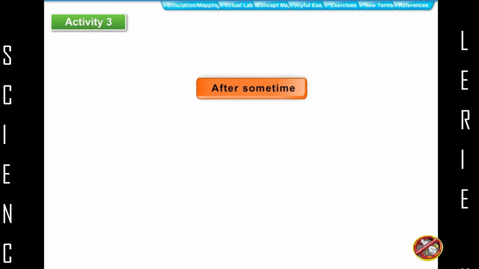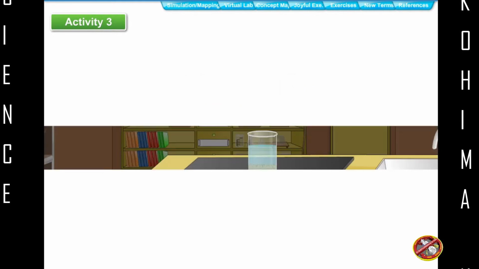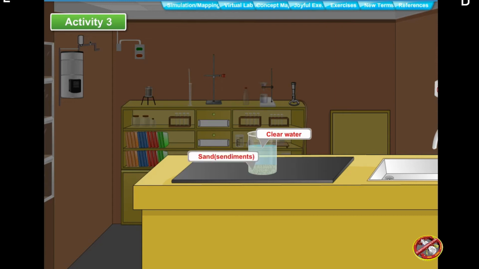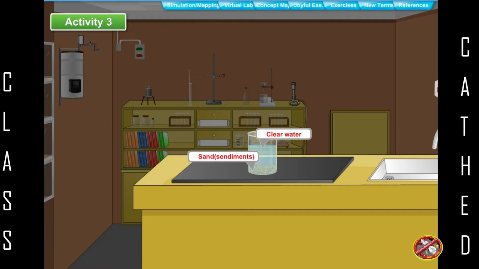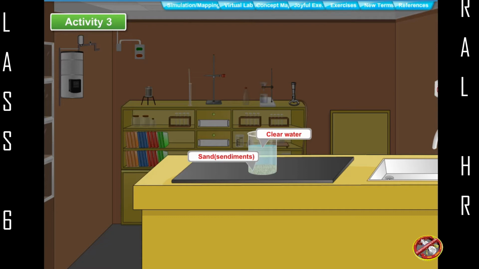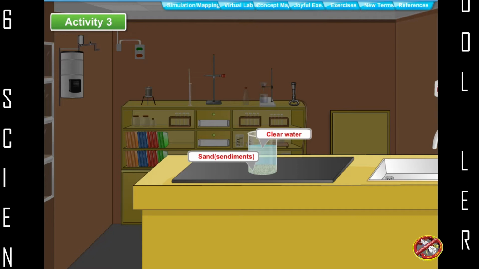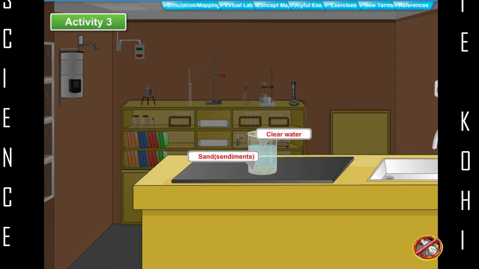On doing so, you observe that the heavier sand particles settle down at the bottom of the beaker. This layer of sand is called sediment. When the sand settles down, or we say sediment is formed, clear water is left above the layer of sand. This process is called sedimentation.